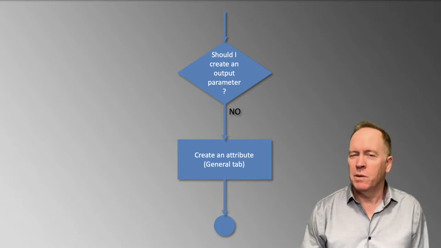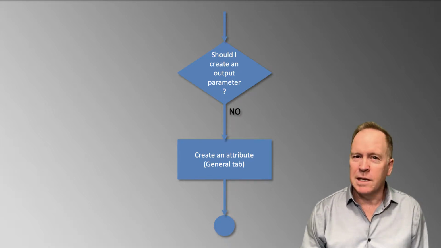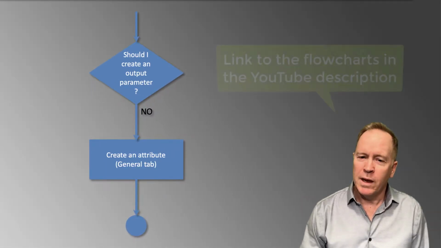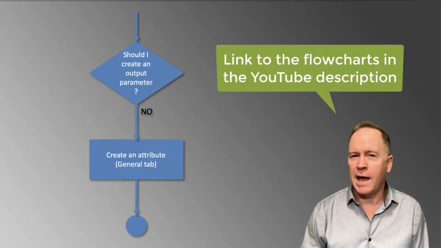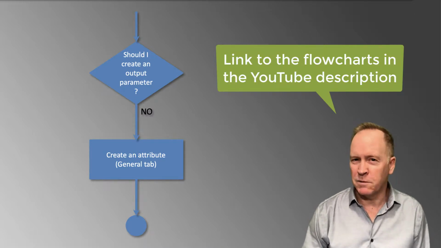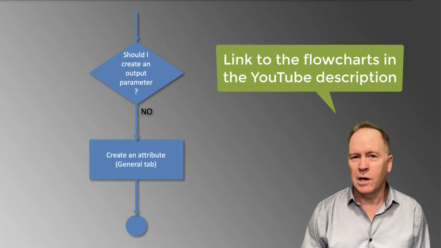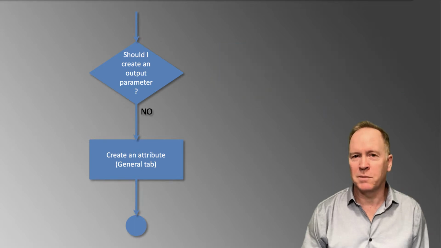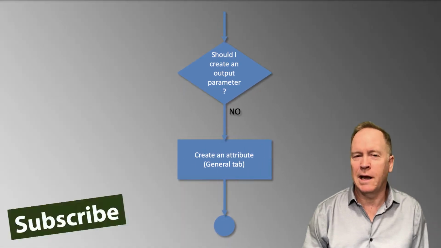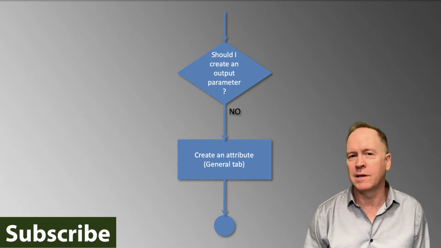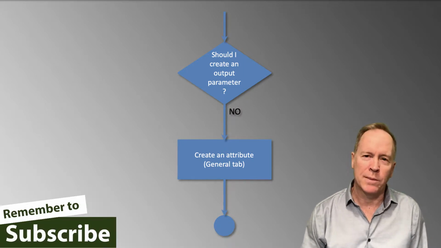But my experience with beginners is that there tends to be an understandable tendency to shy away from using attributes. Perhaps it's because the name attributes is unfamiliar, sounds a little scary, so most beginners will automatically respond to this question by saying, oh no, I shouldn't create an attribute because I don't know what that is. And so I'll just create this nice, safe sounding thing called an output parameter.